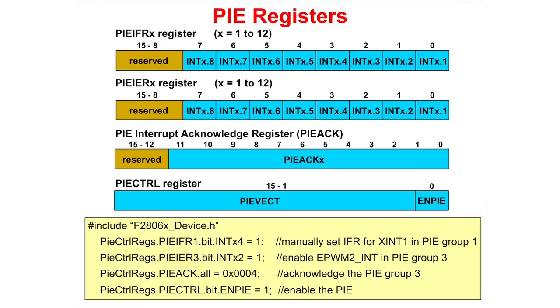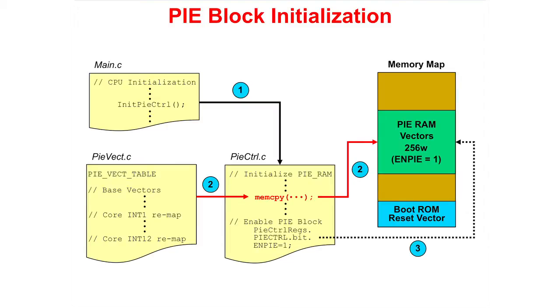The PIE registers consist of 12 PIE interrupt flag registers, 12 PIE interrupt enable registers, a PIE interrupt acknowledge register, and a PIE control register. The ENPIE bit in the PIE control register must be set during initialization for the PIE block to be enabled. The interrupt vector table, as mapped in the PIE interrupt assignment table, is located in the PieVect.c file.